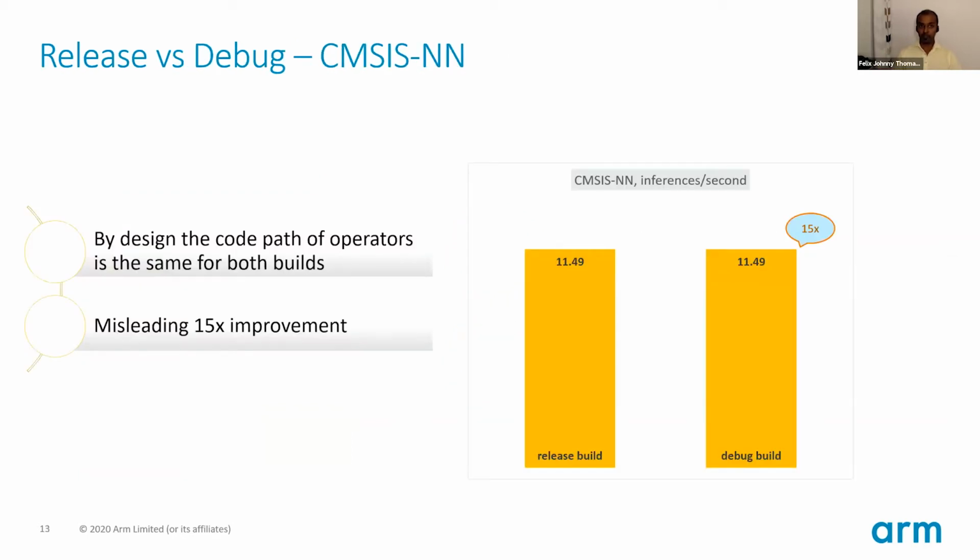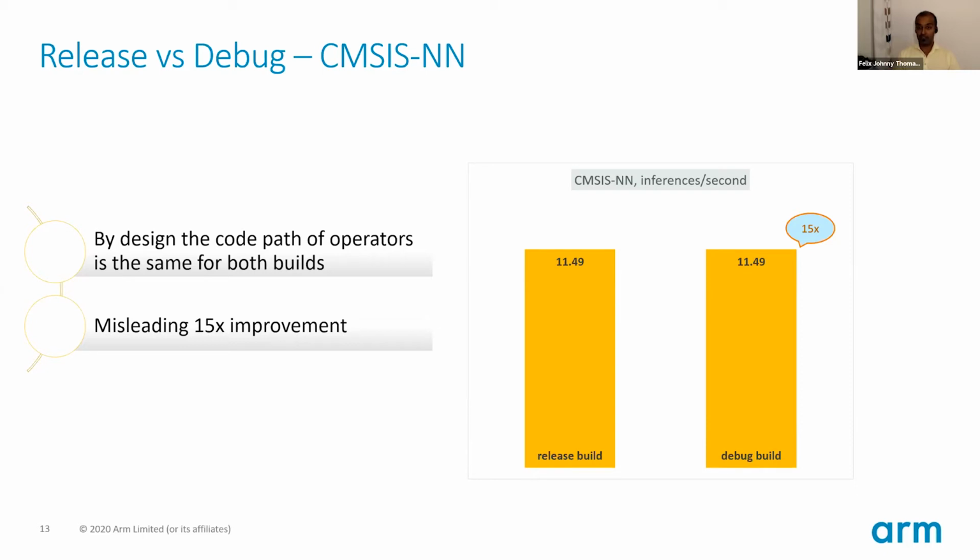Now if we do the same, replacing the reference kernels with CMSIS-NN, this is how it looks. There is a small difference in cycles, but if you express it as inferences per second, it's not significant enough to be noticeable. And the reason for that is by design, the code path for the operator is the same for both builds. Now, if you were to just compare the debug builds of the reference kernels with the debug of CMSIS kernels, you'll see that the performance uplift is 15x.